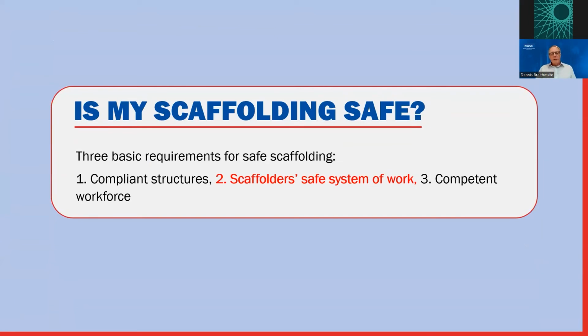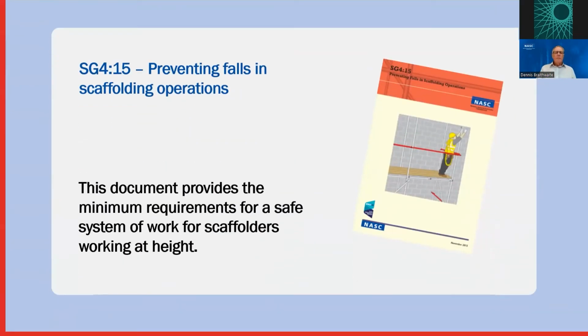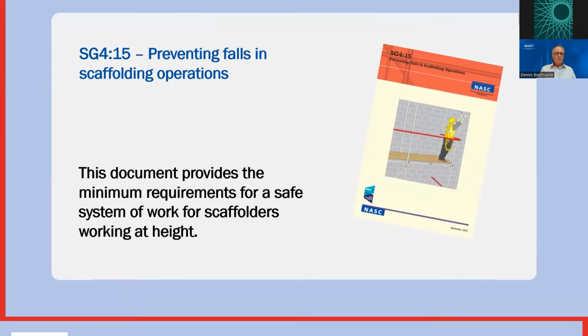Right, we'll look at the second category, which is the scaffolder safe system of work. So this is to ensure that the scaffold is constructed in a safe manner. We have a document called SG4, which is Preventing Falls in Scaffolding Operations, and it basically provides details of the scaffolder's safe system of work when he's working at height.